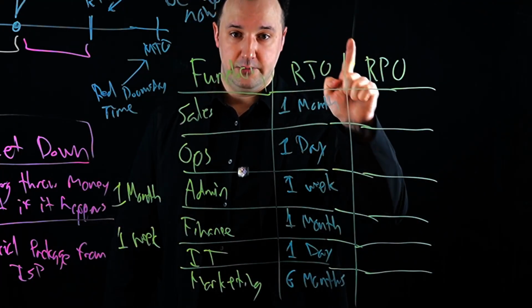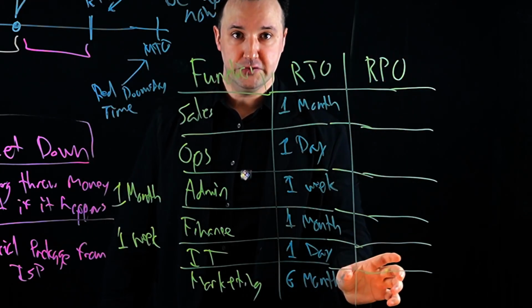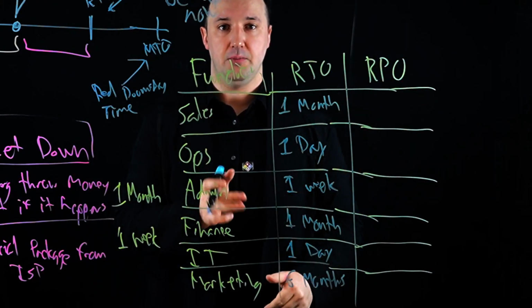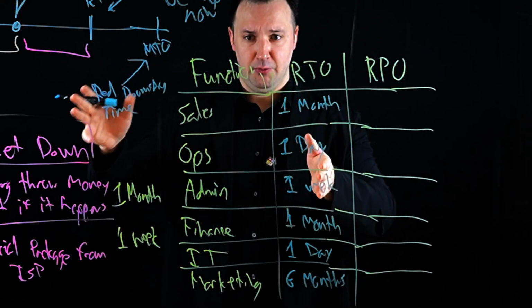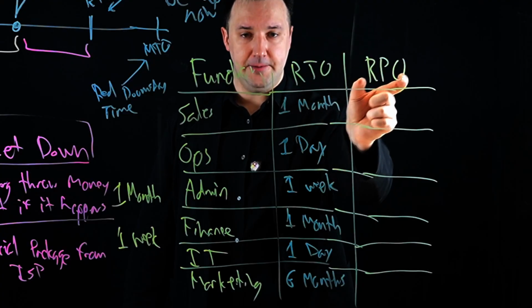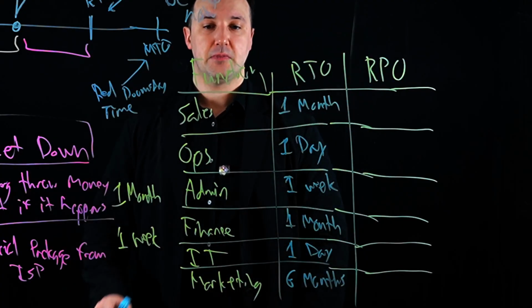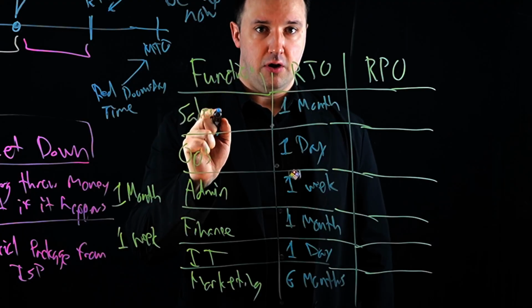Recovery point objective. This is how much work am I willing to lose, not when do I have to be back up by. So I have an interruption. The last time I backed up, how much work am I willing to lose? Very often, this will not apply to certain things. So for sales, you don't magically lose the phone call that you had.